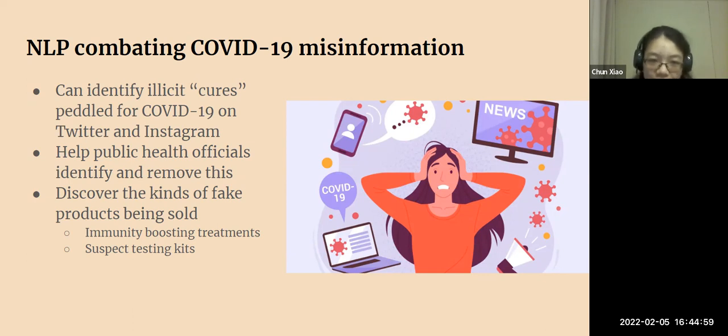It can also discover the trends in the kinds of fake products being sold. Apparently in the first wave of the pandemic, it was mostly immunity boosting treatments that were being sold. And in the second wave, there were more suspicious testing kits being sold. In this way, we can see the trends in what is going on with misinformation and help to prevent it.